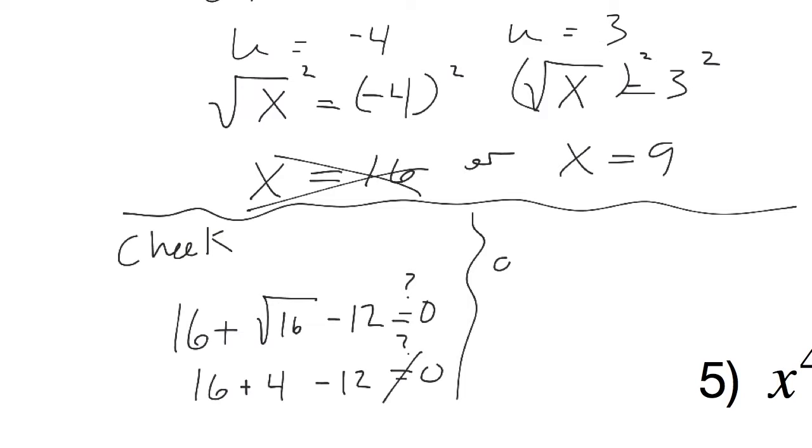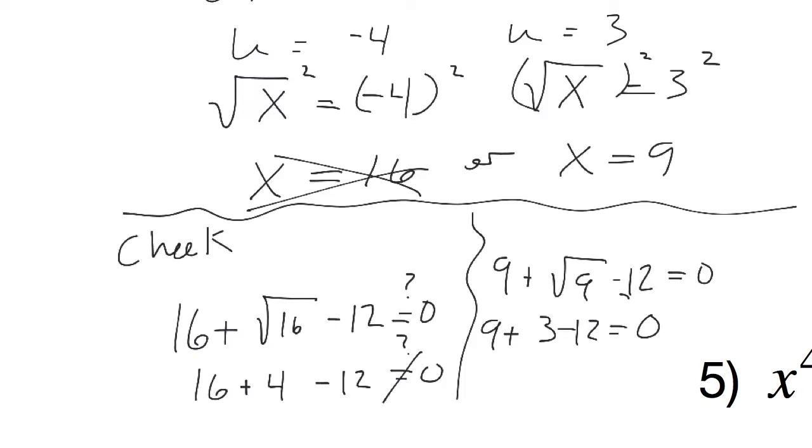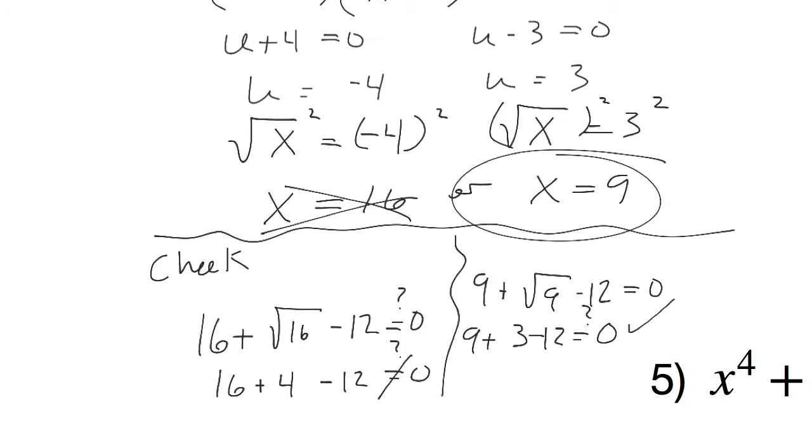Let's check to see if 9 is an actual solution. 9 plus the square root of 9 minus 12 is equal to 0. Well, that's just 9 plus 3 minus 12 is equal to 0, and that is true. 9 plus 3 is 12, minus 12 is equal to 0. So yes, x equals 9 is a solution. And it's the only solution.